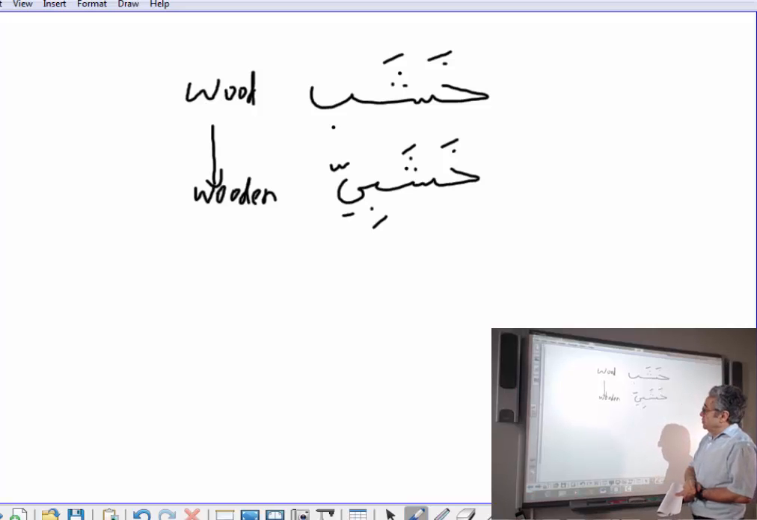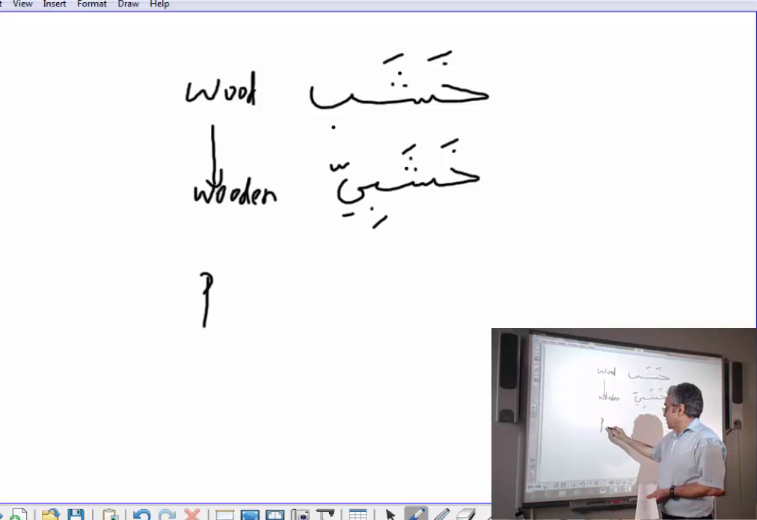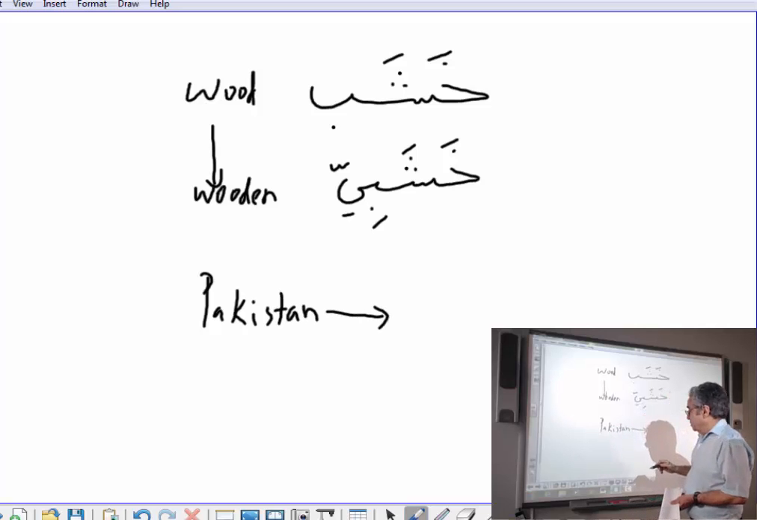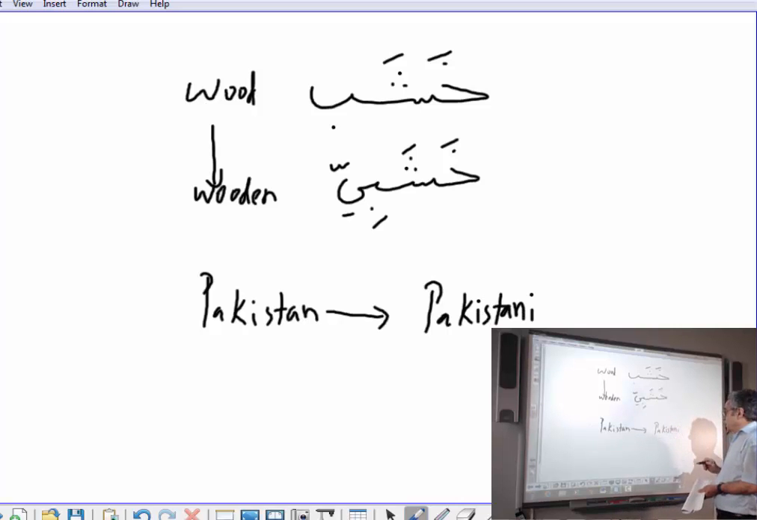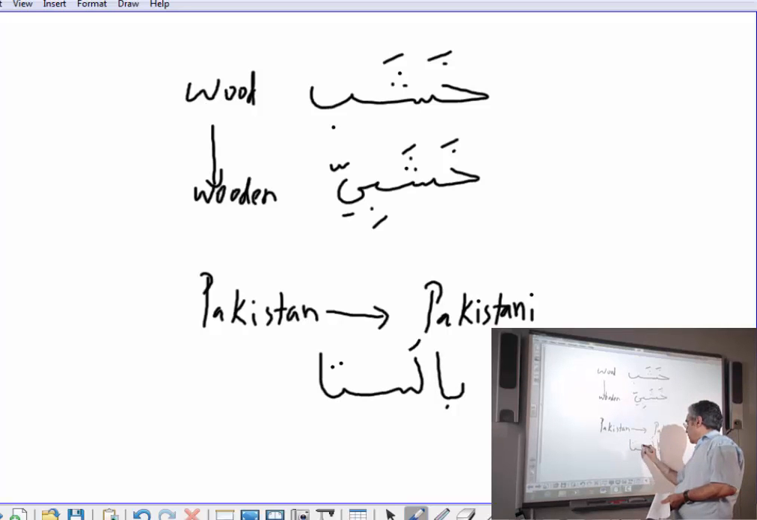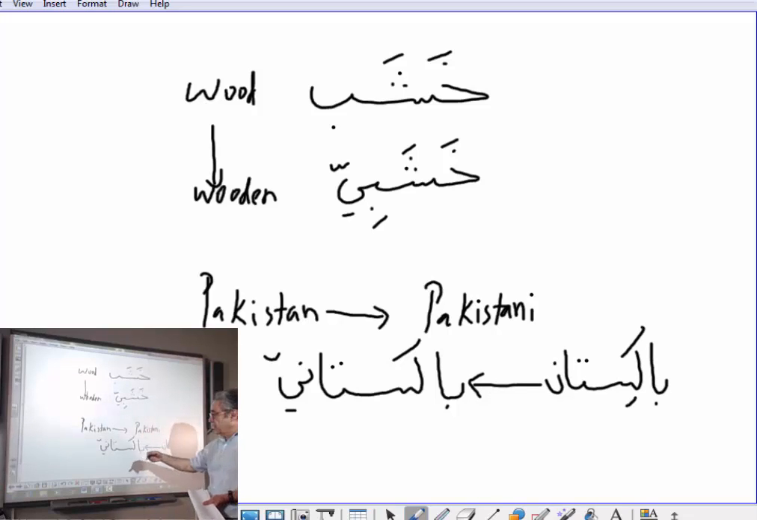Khashabi is wooden. And maybe you can take also, if I say Pakistan, and if I want to make a Pakistani in English, I can say Pakistani. Sometimes in Arabic, we can say Pakistani. So you can see from Pakistan, I got a sifa, it is the Pakistani person.